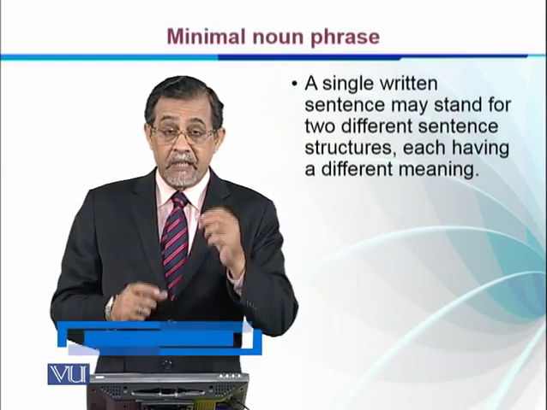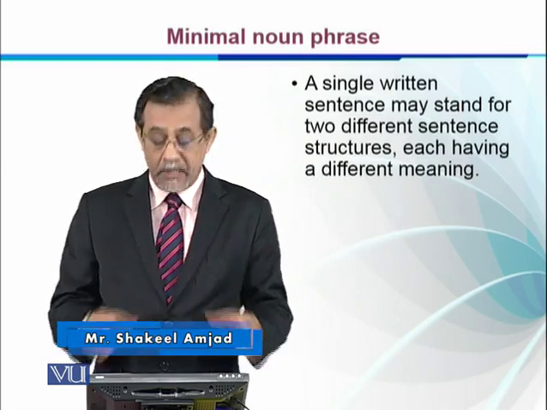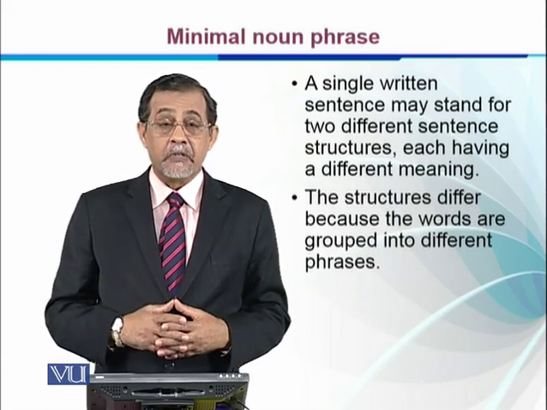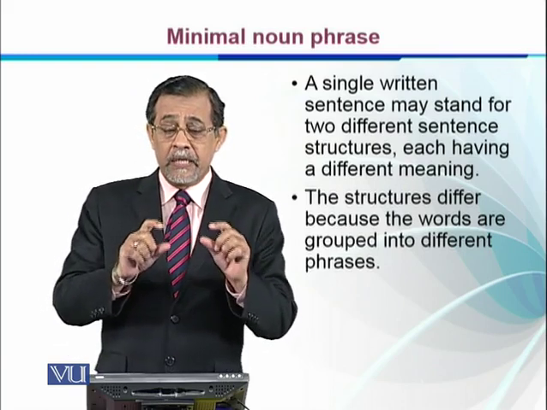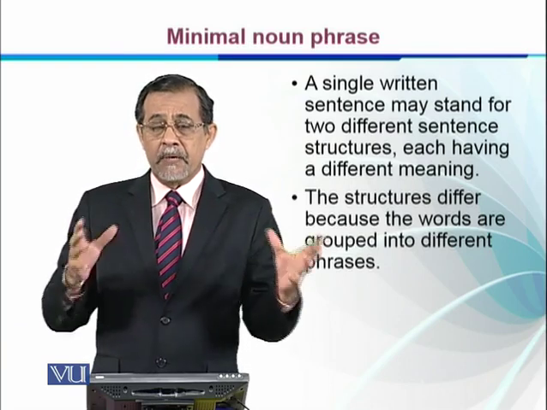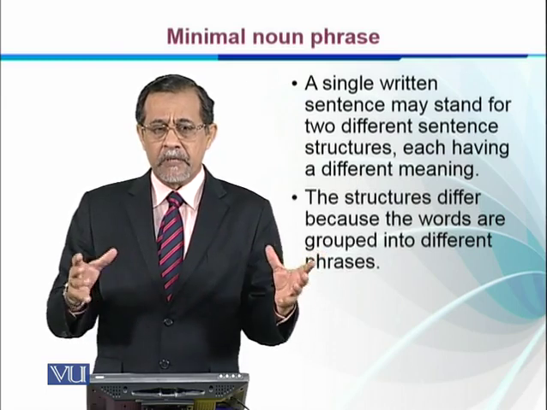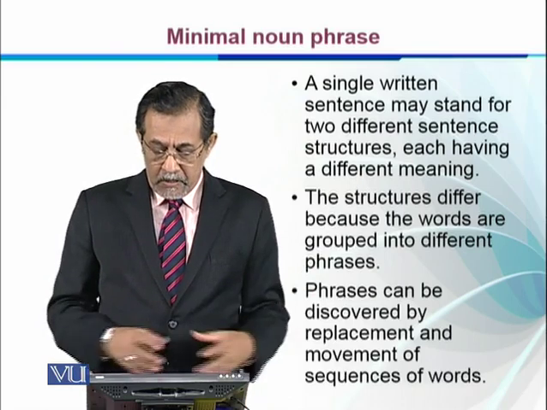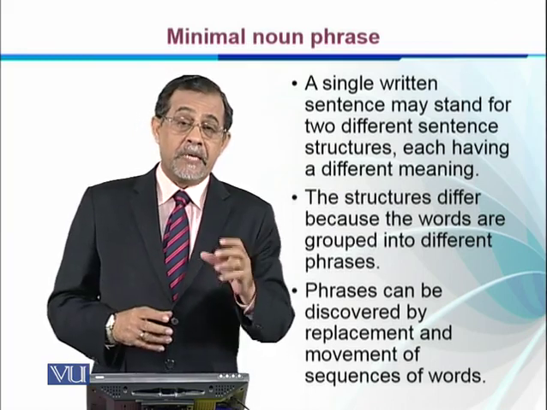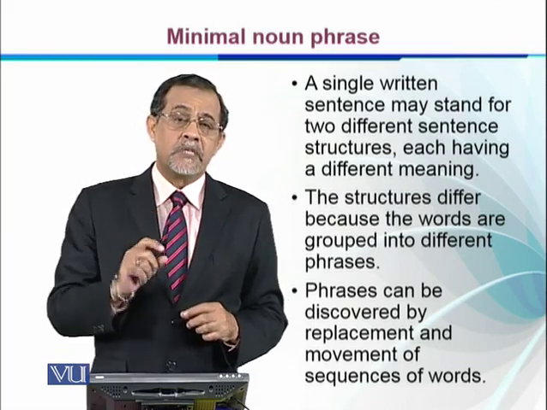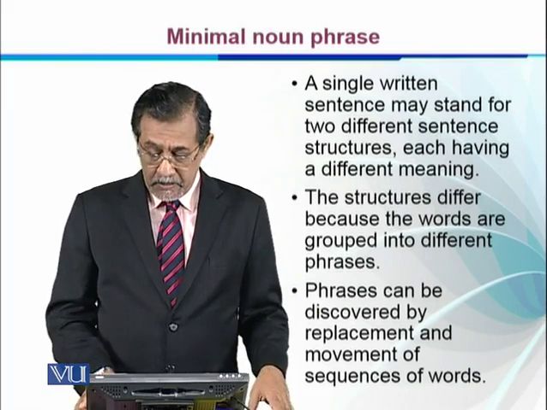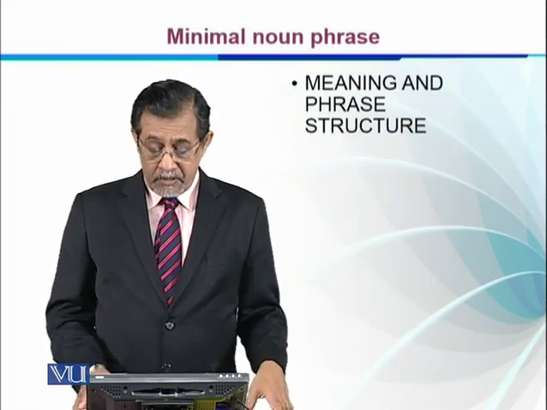So it means that there is some structural ambiguity in the sentence. The structures differ because the words are grouped into different phrases. So the structure is different because words have different groups. Sometimes they come under one group and sometimes they come under more than one group. Phrases can be discovered by replacement and movement of sequences of words. So we can easily distinguish what is and what is not a phrase by these two tests, by replacement and by movement.